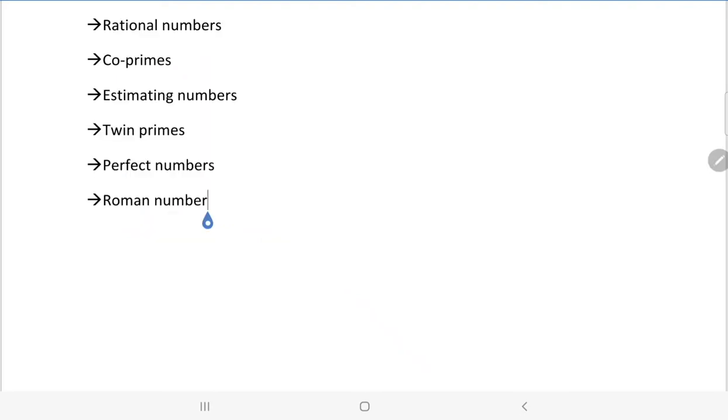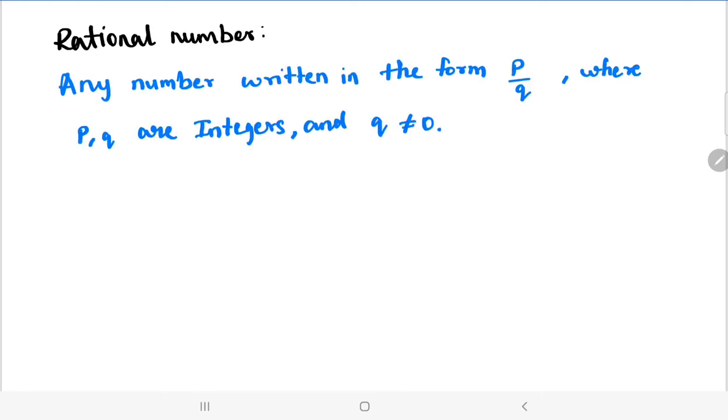Children, now let us discuss rational numbers. Now the next topic that we are going to discuss is rational number. So children, the definition of a rational number is any number written in the form of p by q, where p and q are integers and q is not equal to 0.